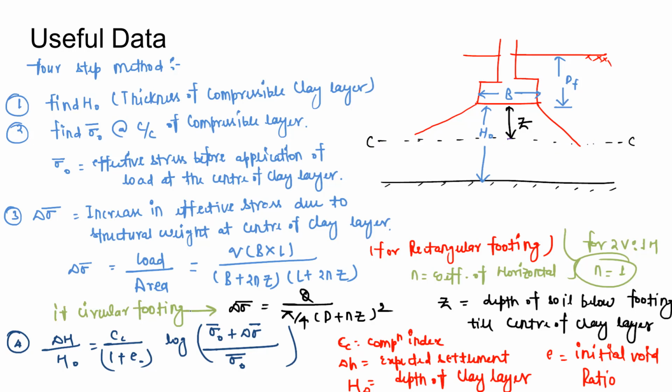Now if we are provided a circular footing, delta sigma will be calculated as Q upon pi by 4 (D plus nz) square. If the load is given in kilonewton, there is no need to multiply it by area. Now in the fourth step we will find the expected settlement, and the equation we know is delta H upon H0 equals Cc upon 1 plus e0 log of (sigma 0 plus delta sigma) divided by sigma 0, where Cc is the compression index, delta H is the expected settlement which we have to find, H0 is the depth of clay layer, and e is the initial void ratio.